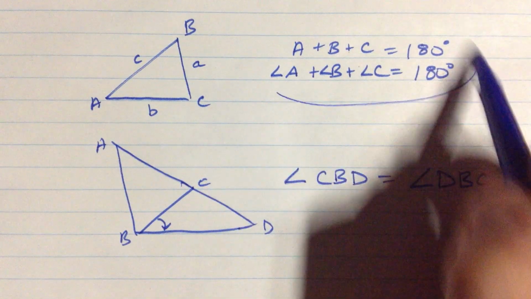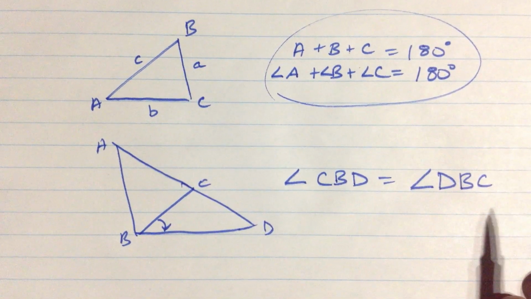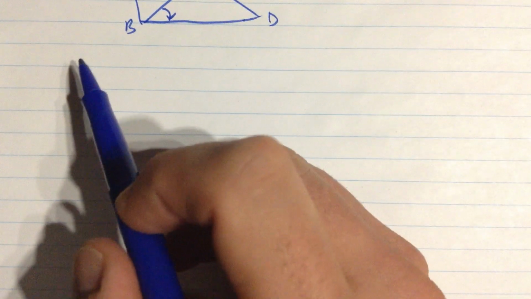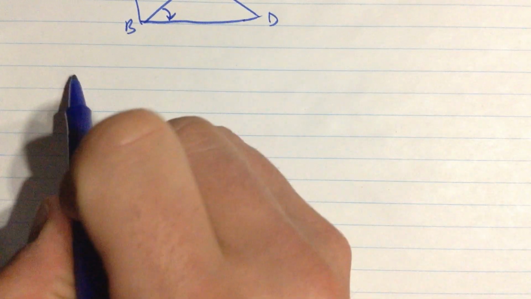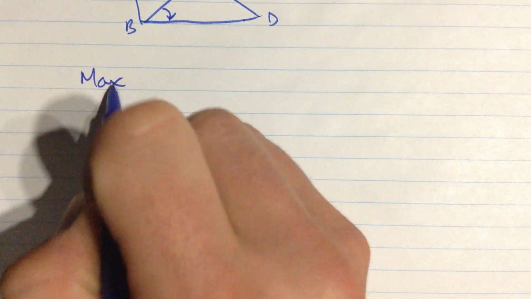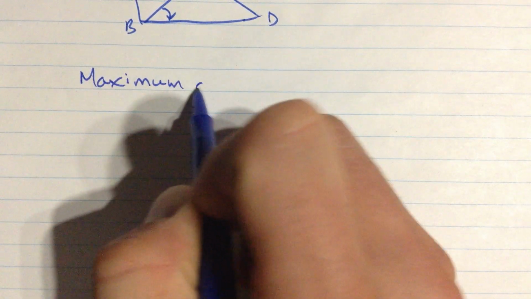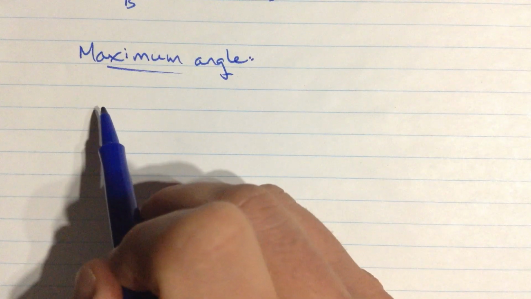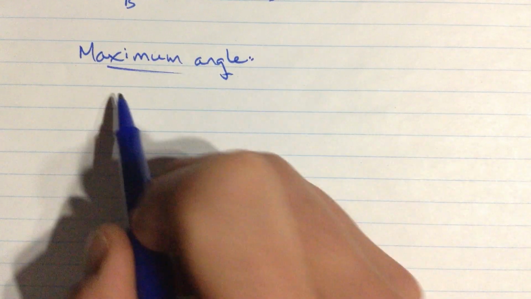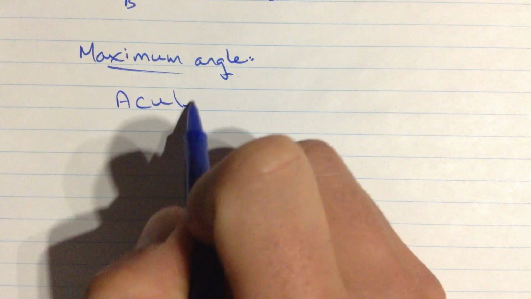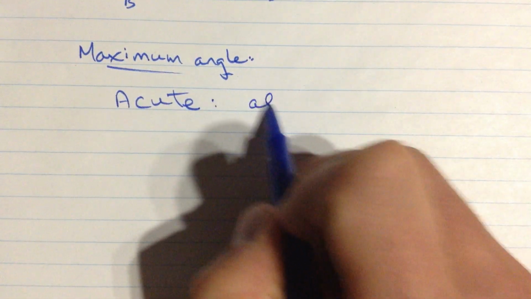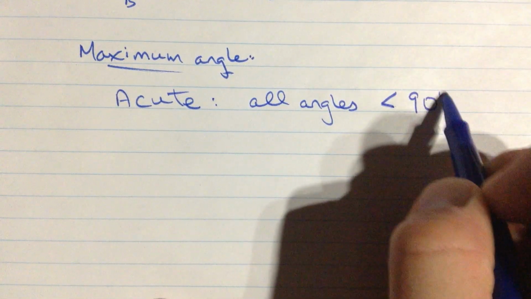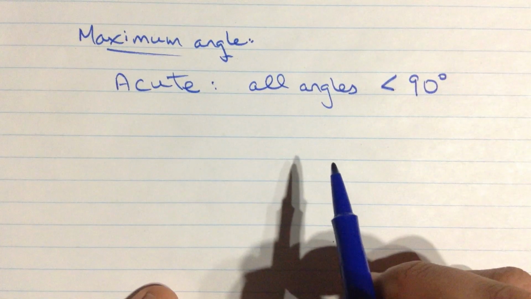Anyway, the most important thing to remember here is that the three angles of a triangle always add up to 180 degrees. And so we have a bunch of kinds of triangles. We can classify them according to two different criteria. One of those is the maximum angle. If the maximum angle is fairly small, less than 90 degrees, we end up with an acute triangle. It means that all angles are strictly less than 90 degrees. So you can't even have a 90, they've got to be less than 90.